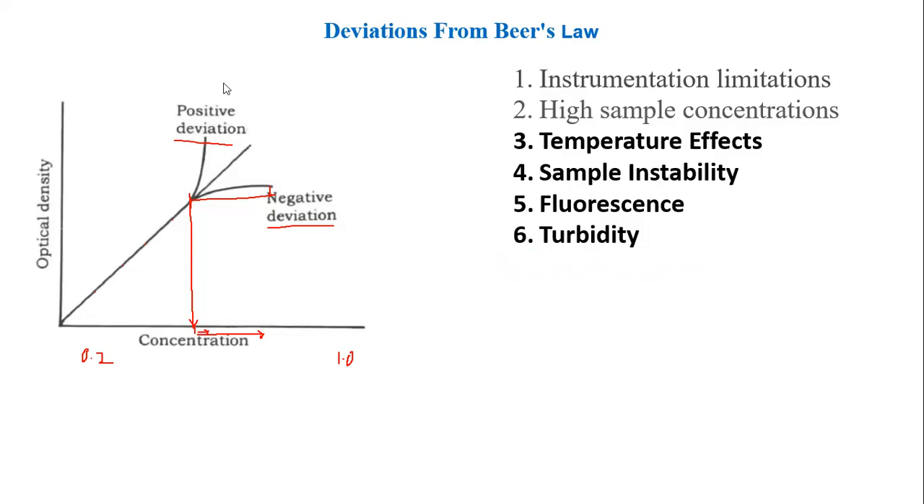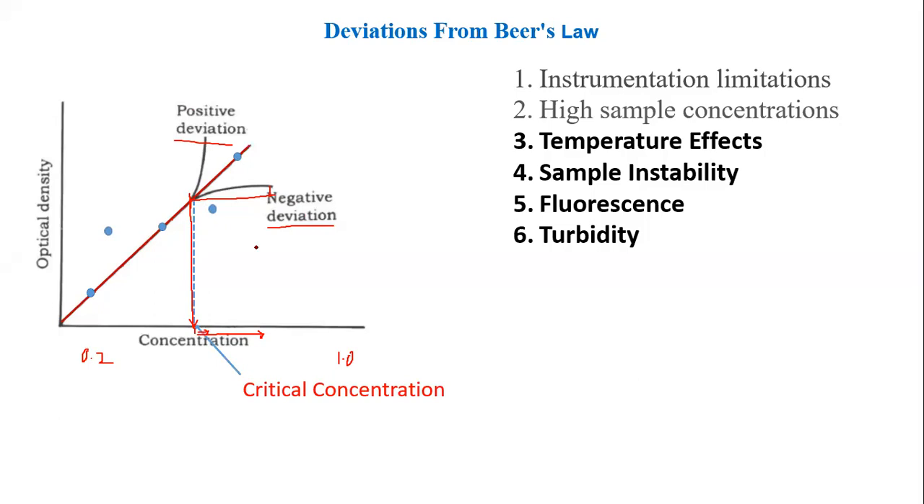Now, when you are talking about deviation from Beer's law, the most important thing we need to look at is that when we get a particular concentration range, we should be very certain that we don't go beyond the concentration value beyond which we are getting deviation. This concentration value is referred to as the critical concentration.